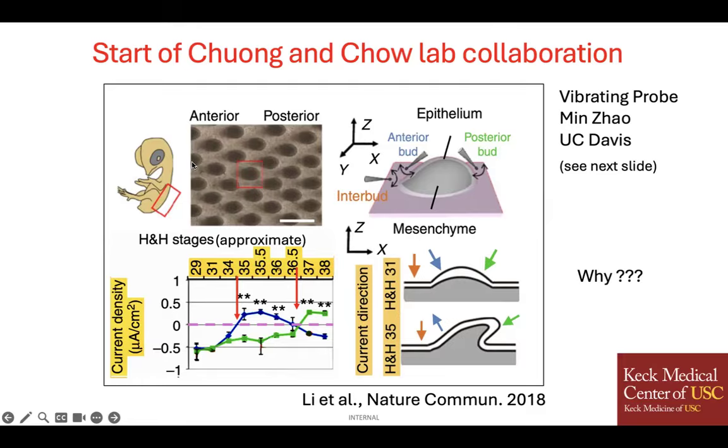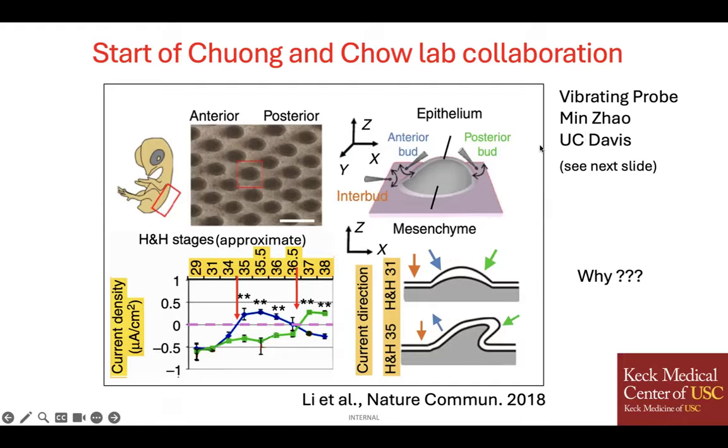The left is anterior and the right is posterior in this. Each bud is about 200 microns in the short axis. And what they had done is asked a collaborator, Min Zhao, to measure the electrical currents in the extracellular solution adjacent to the tissue.